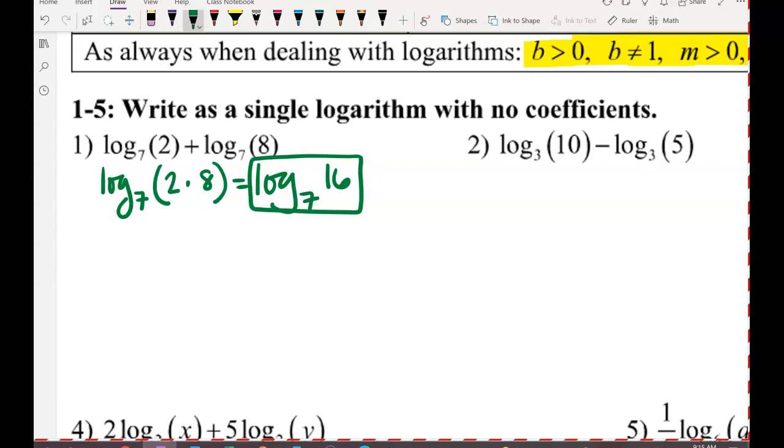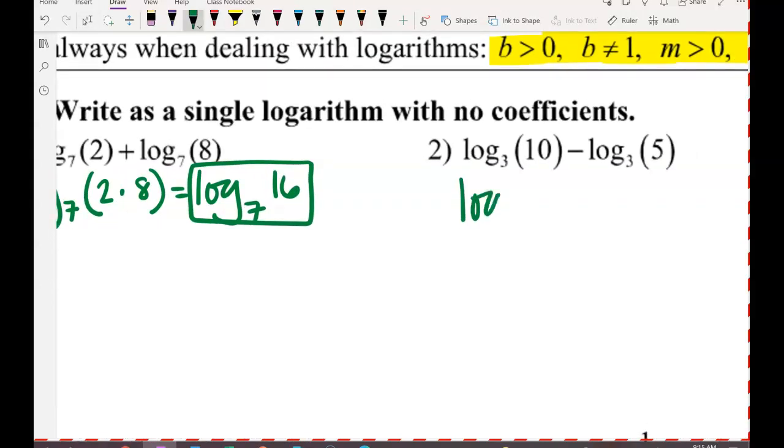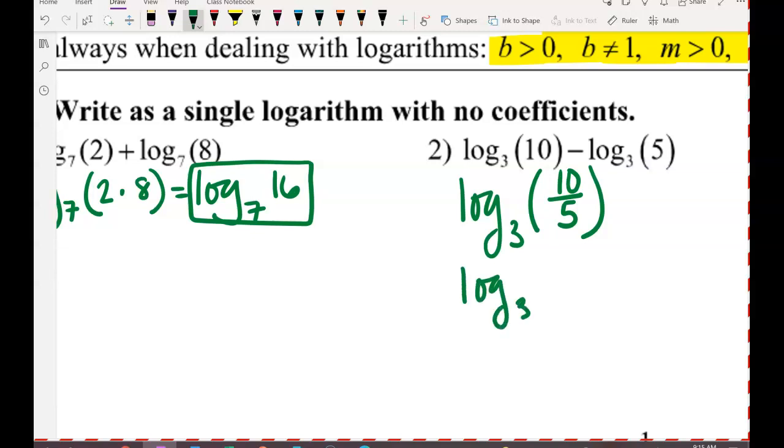Number 2, Andrew. Log base 3 of 10 minus log base 3 of 5. What are the bases, Andrew? Are they identical? And so when we are subtracting log, Andrew, they can be rewritten as what? Addition, multiplication, division. Yep. So it's going to be 10 divided by 5. Students, can we simplify that? Which is log base 3 of what? 2. And then box that up because that is 1 log.